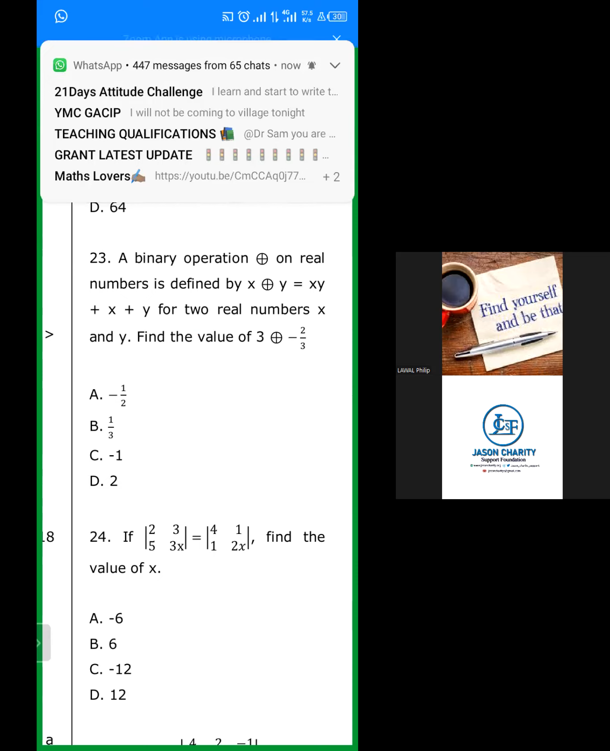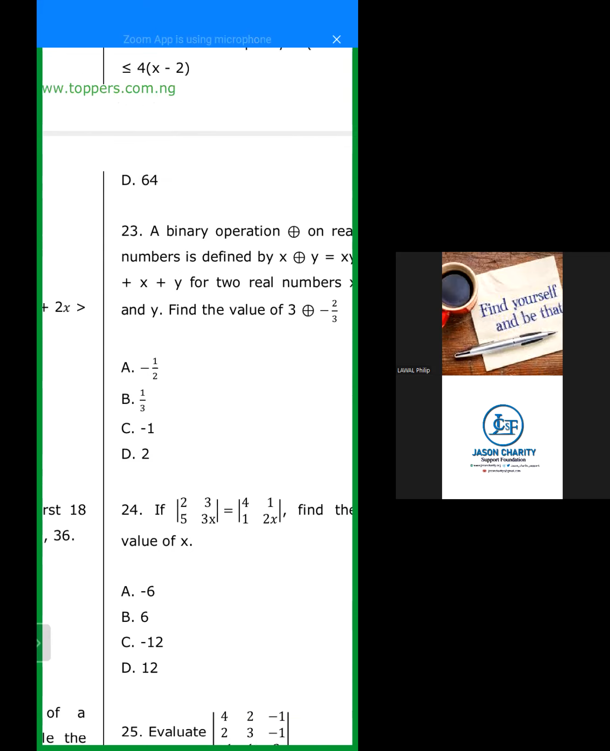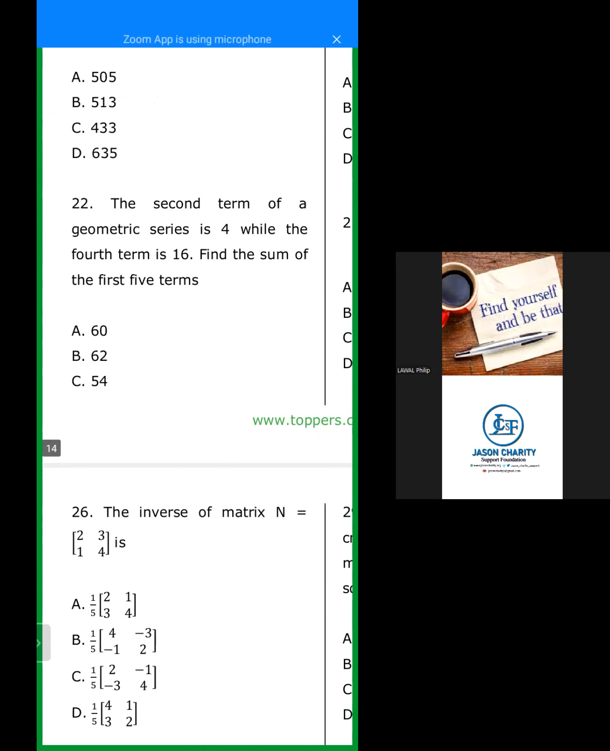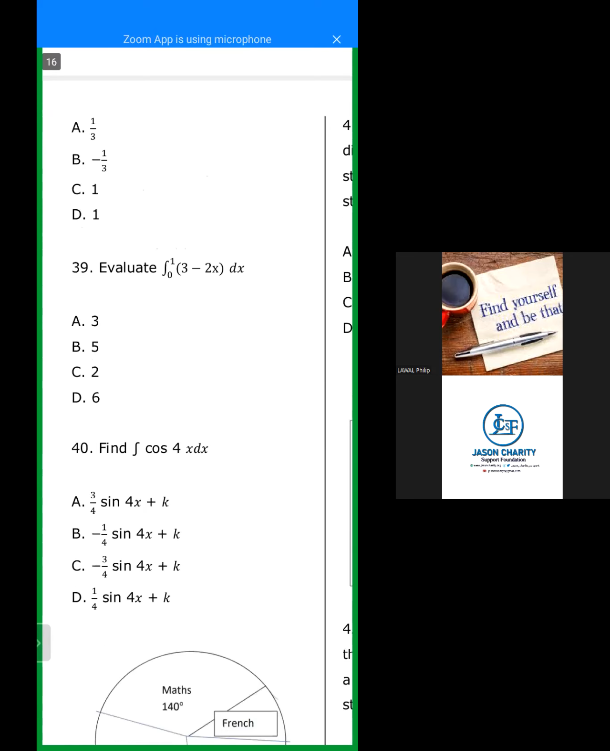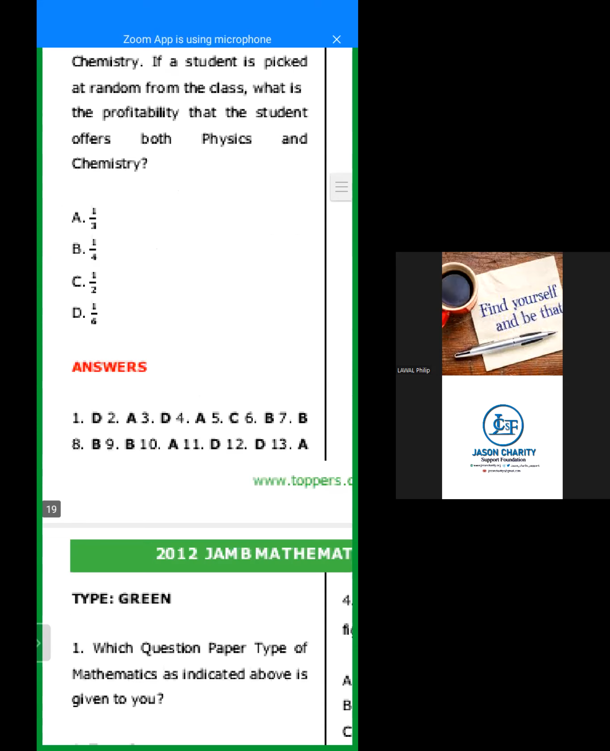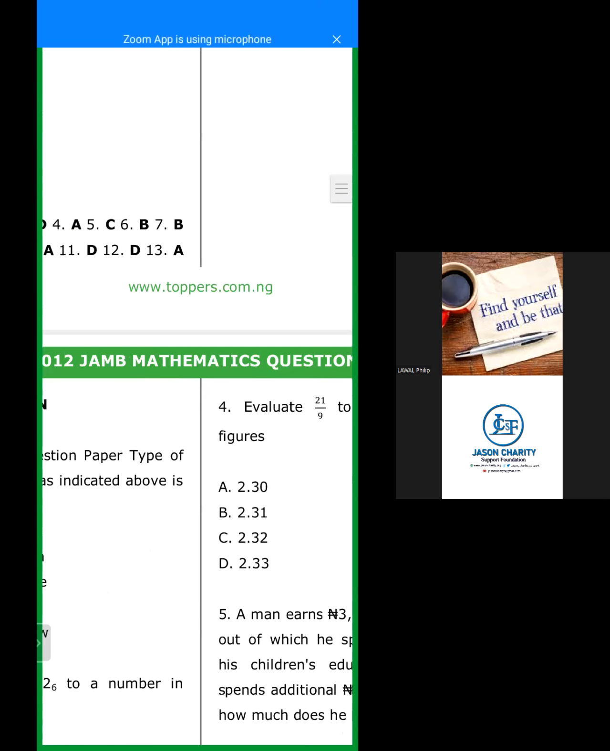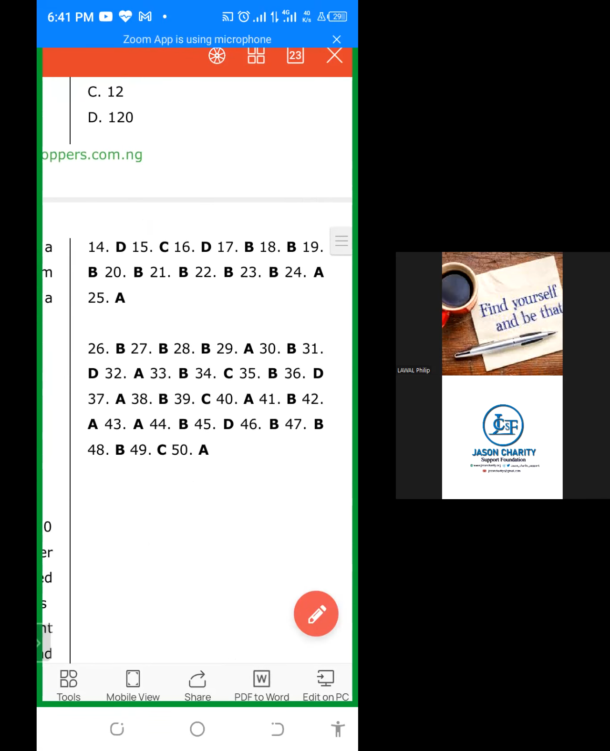Quickly screen grab. Maybe in the course of scouting for other questions, time may just go, and that will be the end of the class. But I encourage you to always try and look for more questions to solve on your own. These are past questions in JAMB that you can lay your hands on and work on. For those who are interested in what the answer to question number 23 may be, you should get answer B.